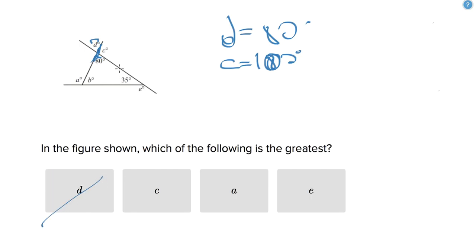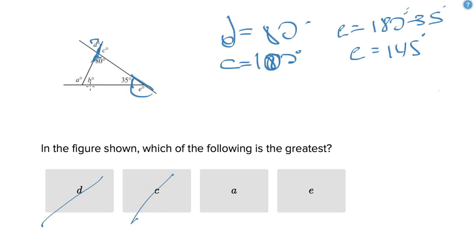Okay, so now that that's established, the next easy one to find is going to be either E or B. Actually, they're both pretty easy. Let's go ahead and start with E. So E plus 35, they're both supplementary just as C and 80 were, so they also have to add up to 180. E is going to equal 180 minus 35, which should be 145 degrees. So E equals 145. So C is not the greatest either.